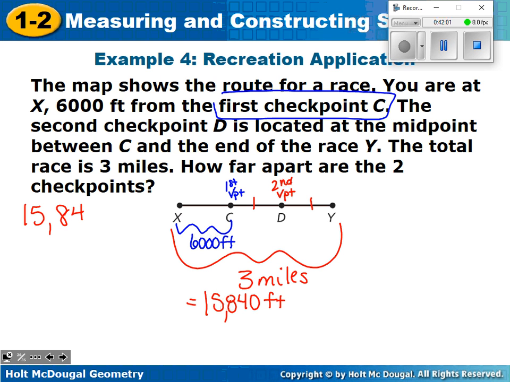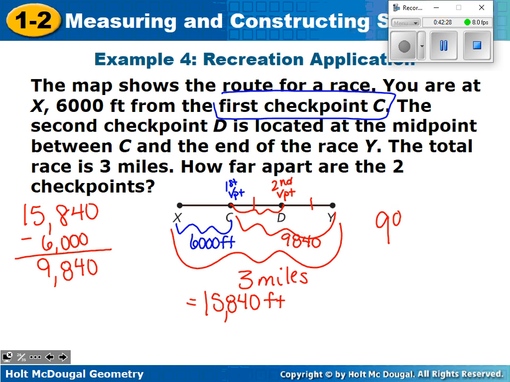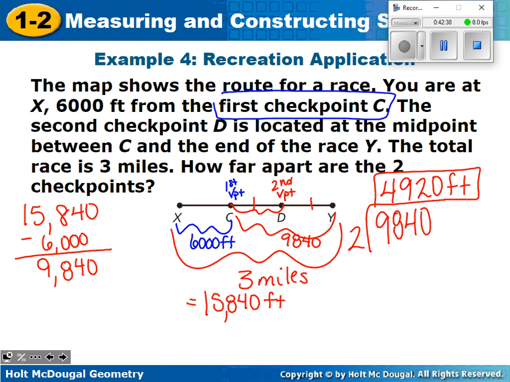Okay? So then if 6,000 of it was X to C, then what did you do? Subtracted 15,840 minus 6,000, and that's going to be the distance from C all the way to Y. But what did we know about the distance from C to D and D to Y? They're congruent. So what did you do to figure out just the distance between the two checkpoints, which was C to D? Divided it by 2. And so now you have this 9,840 divided by 2, which was 4,920 feet.